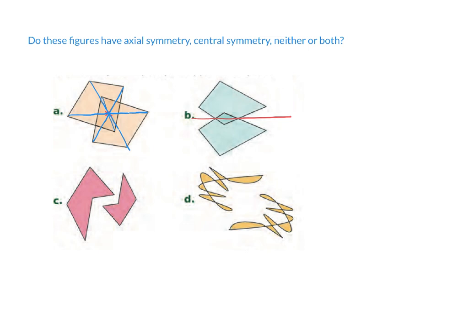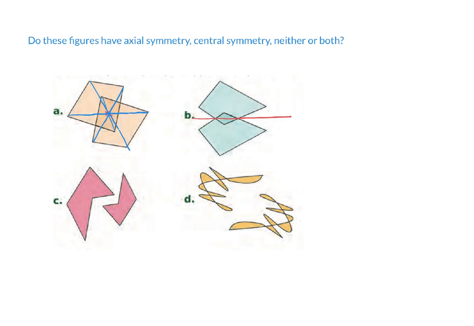And you can see, hopefully, that this point reflects to here, this one comes down here, and so on and so on. C has no symmetry at all, cannot have symmetry, and your reason would be that the shapes do not have the same area. They are not the same size. So they don't have the same area, don't have the same perimeter. That has no axial, no central symmetry.